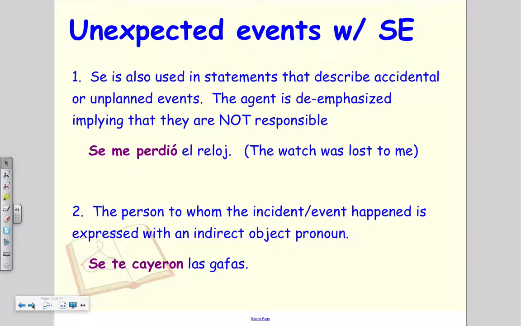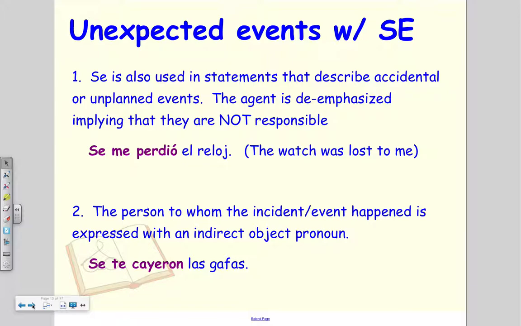So this unexpected se is used in statements that describe accidental or unplanned, aka unexpected events. The agent is not emphasized because we are implying they are not responsible. A very common use is with the verb perder. Se me perdió el reloj. Lost my watch. In English, we take responsibility for it. I lost my watch. Okay?